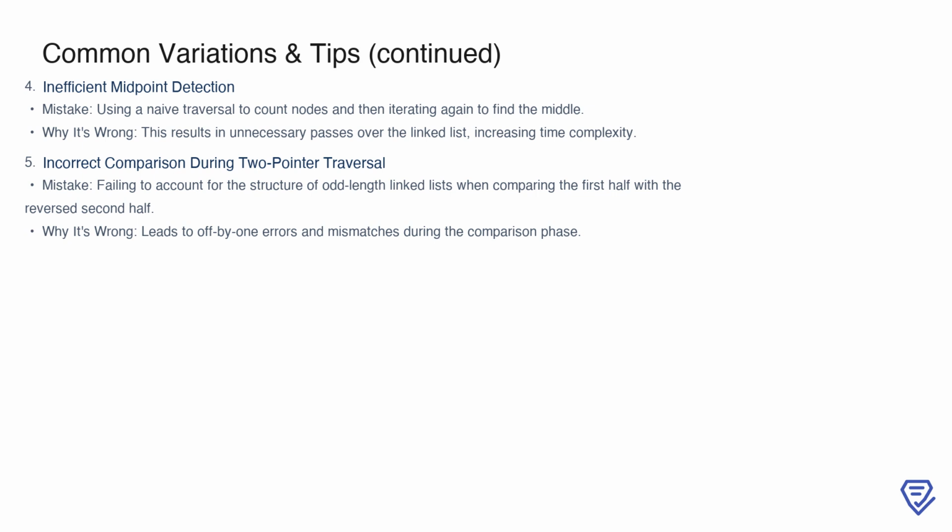A more efficient approach is to use the slow and fast pointer technique to find the middle in a single traversal. Additionally, errors often occur during the two-pointer comparison phase. For odd-length lists, failing to account for the extra middle element can result in off-by-one errors and mismatches when comparing the first half with the reversed second half. Carefully handling these nuances ensures the correctness of your solution.